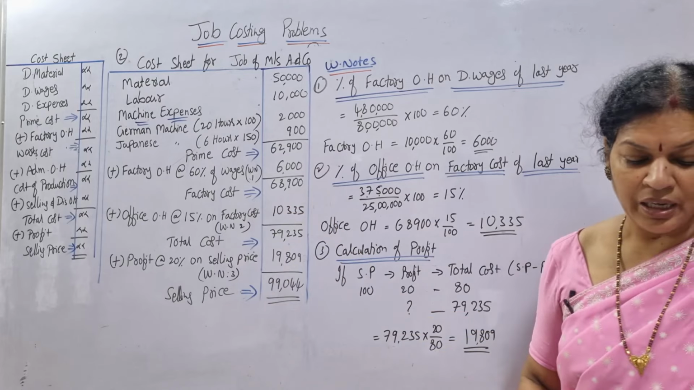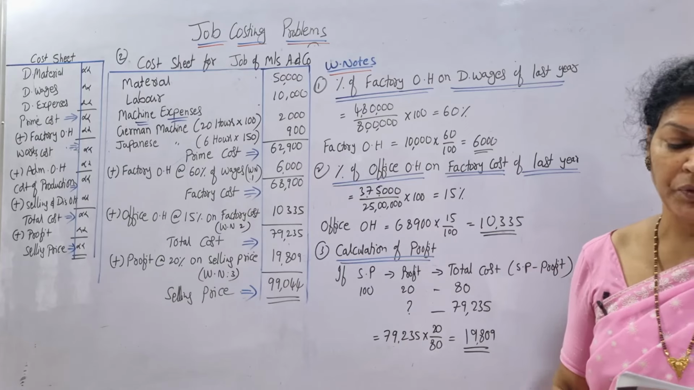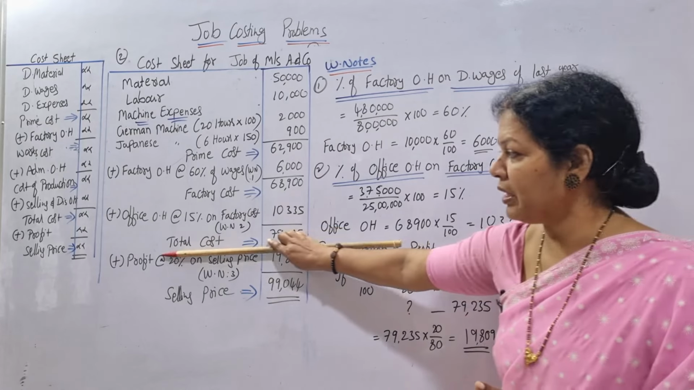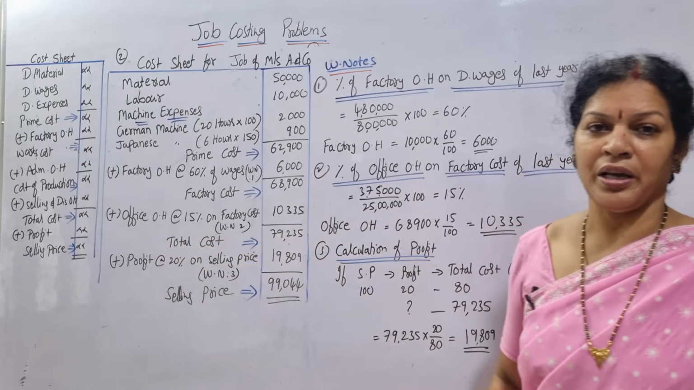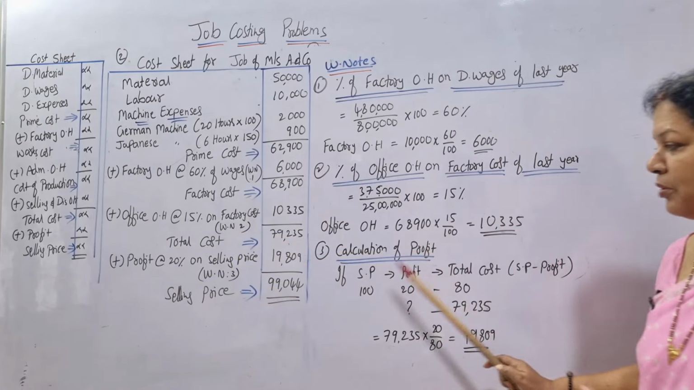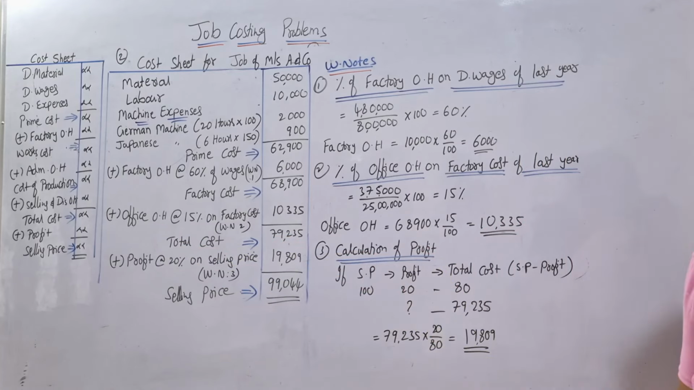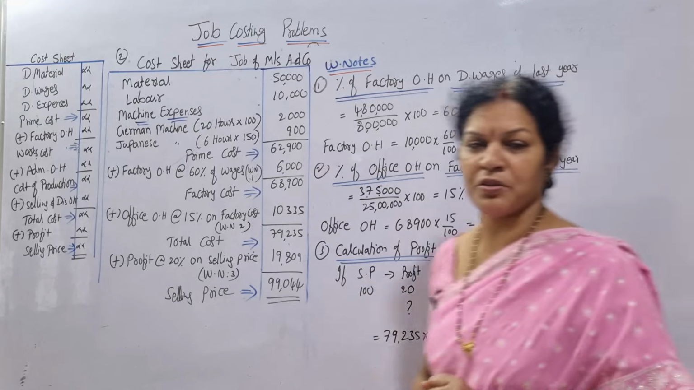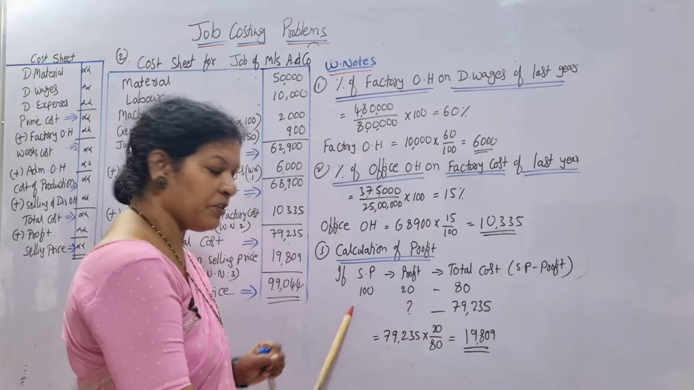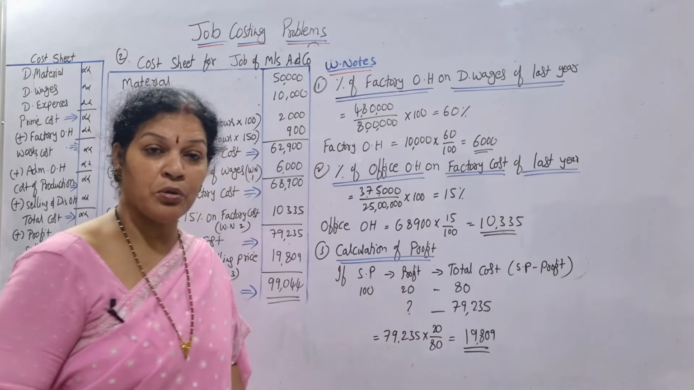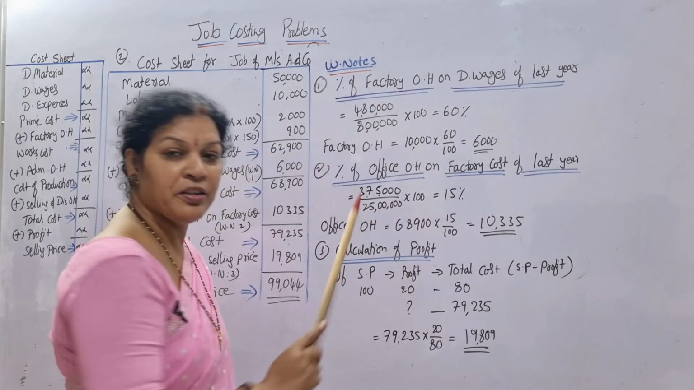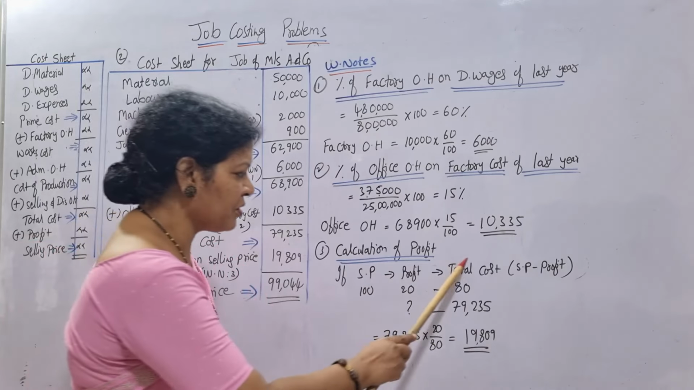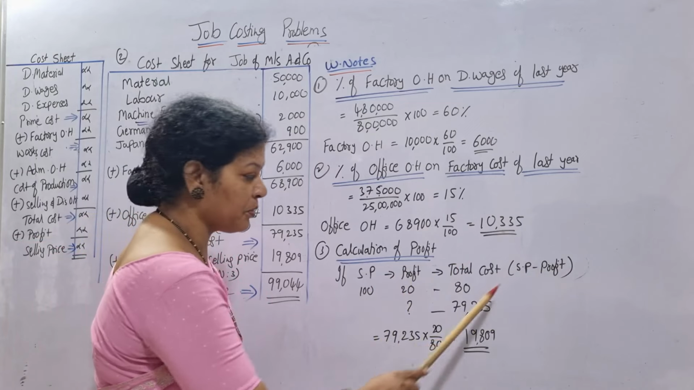And last, they are saying make a quotation with 20% profit on selling price. 20% profit on selling price. In the same fashion as so far, we wanted to calculate the profit. How do you calculate the profit? For that calculation, assume the selling price is 100. Profit is already mentioned as 20%. So if the selling price is 100 and profit is 20, the total cost will be selling price minus profit. That is 100 minus 20. You are getting 80.